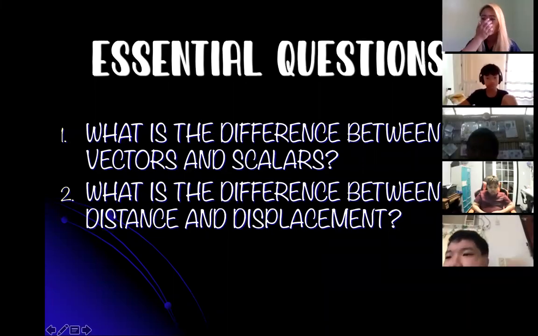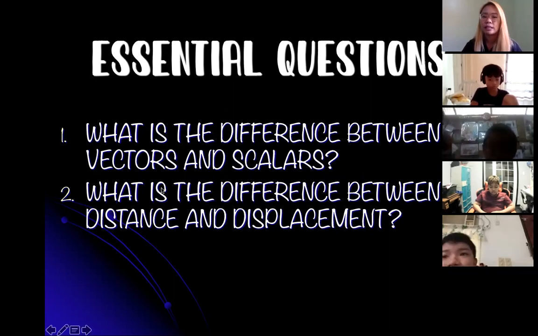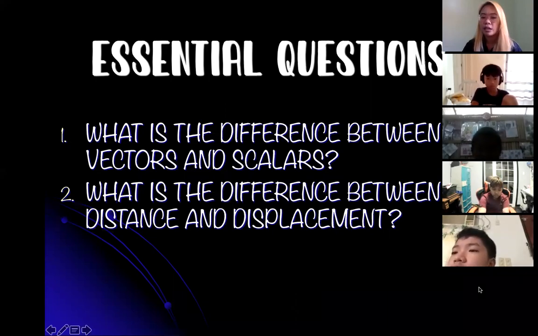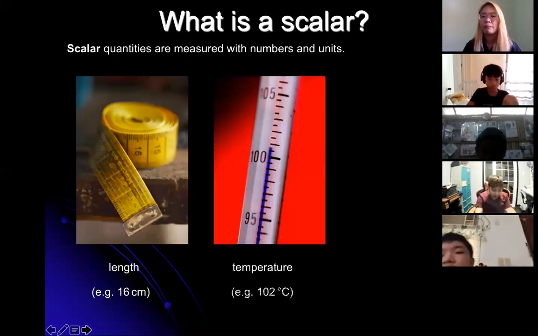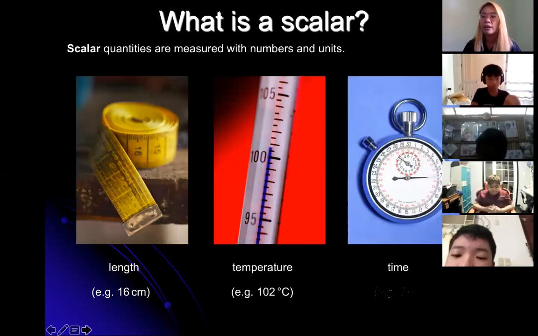Again, we are going to learn 4 new terms or concepts for today. The first one is in terms of quantities, vectors and scalar quantities. And the second one is in terms of motion, specifically about distance and displacement. Okay, so first let's learn about what is a scalar quantity.